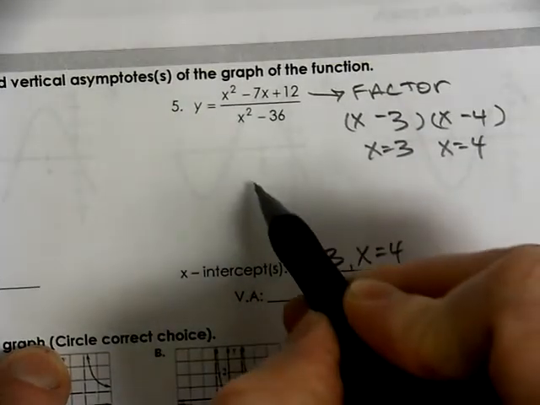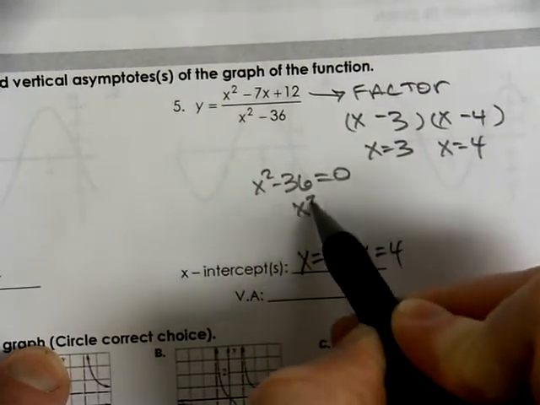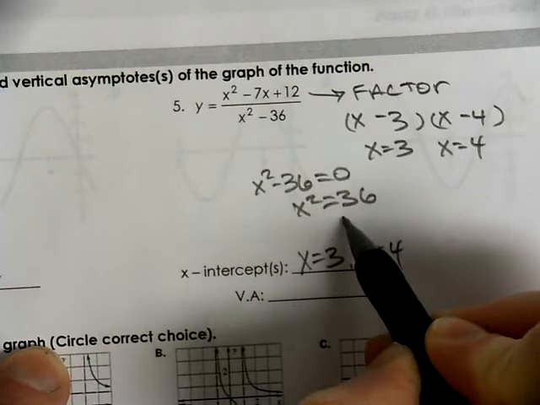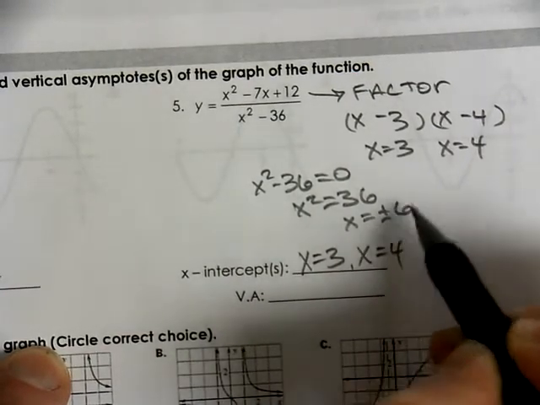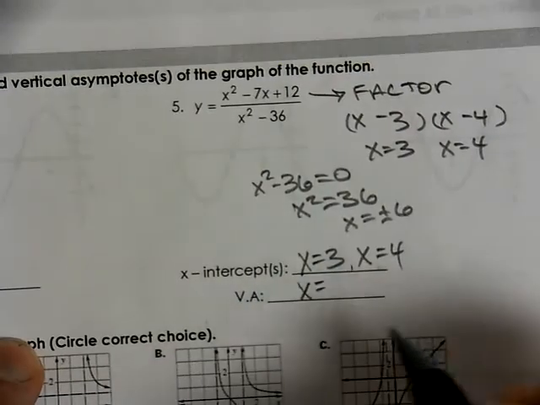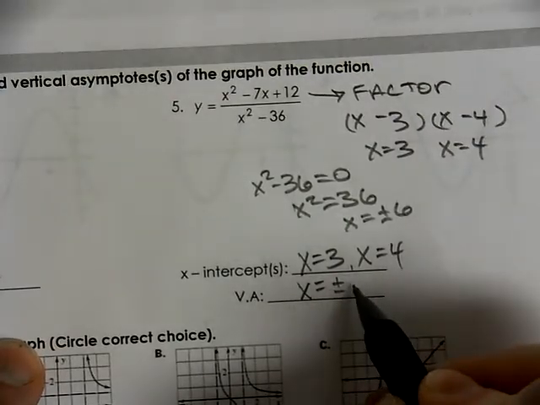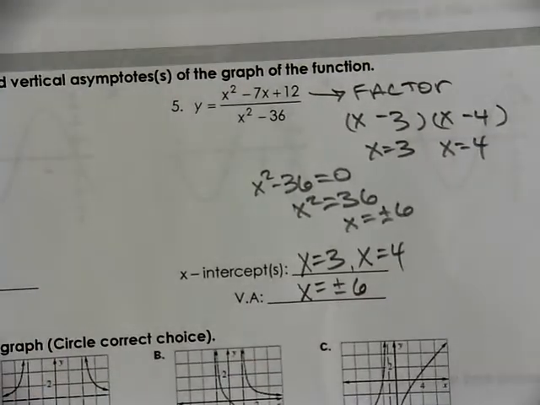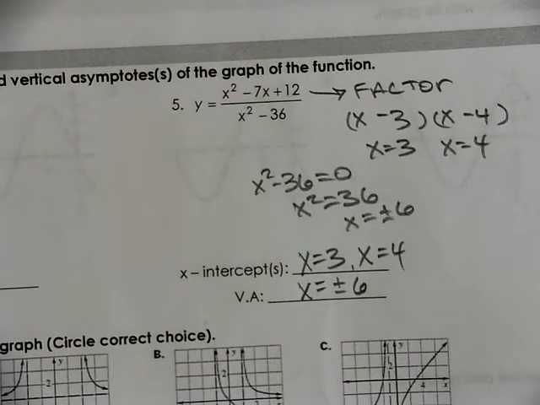The vertical asymptote is where you set it equal to 0. Set the denominator equal to 0. The square root of 36 is 6, so you're going to have two vertical asymptotes. You have two x-intercepts and you have two vertical asymptotes.